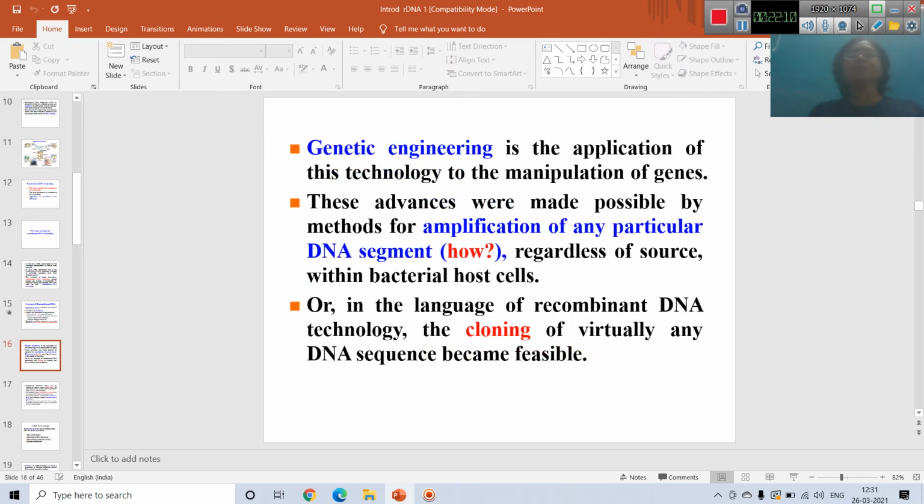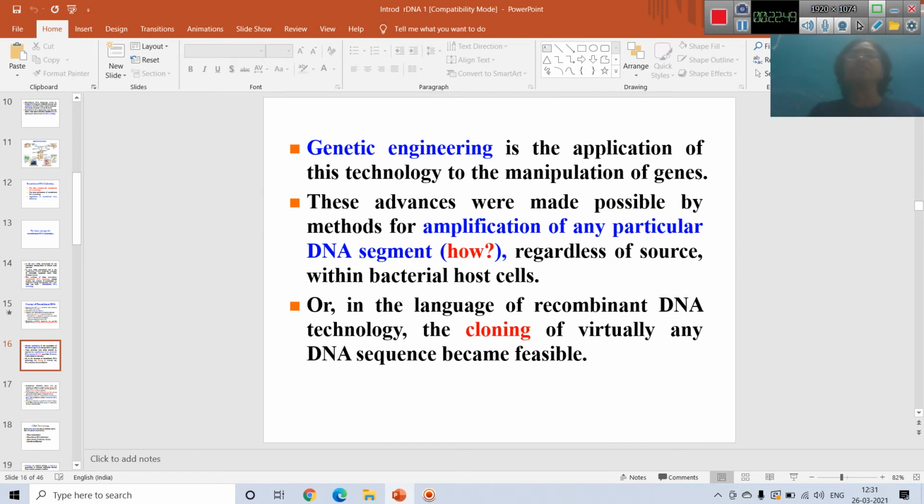Genetic engineering is the application of technology to the manipulation of genes. These advances were made possible by the method of amplification of any particular DNA segment. How was it made possible? Earlier, they knew how to isolate the DNA, but making many more copies of that DNA was not possible. But with the help of PCR or amplification techniques, it is now very easy to amplify that particular DNA several times.